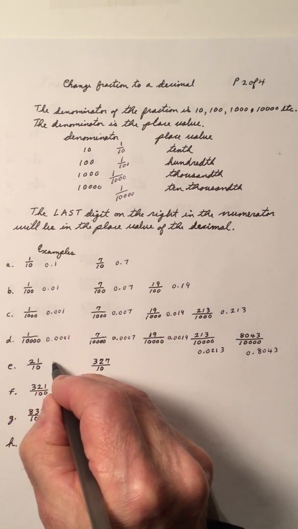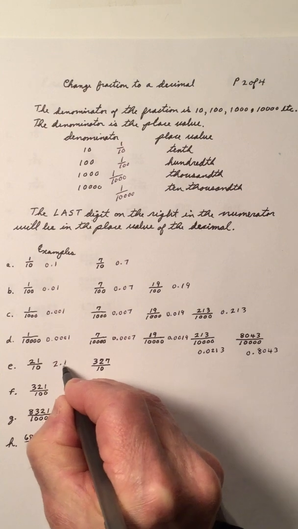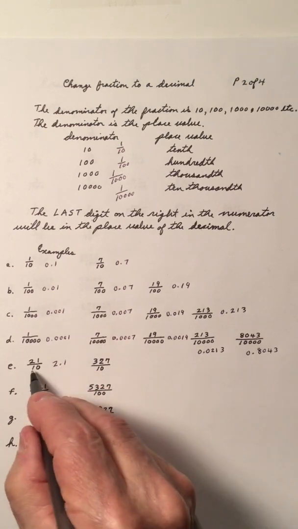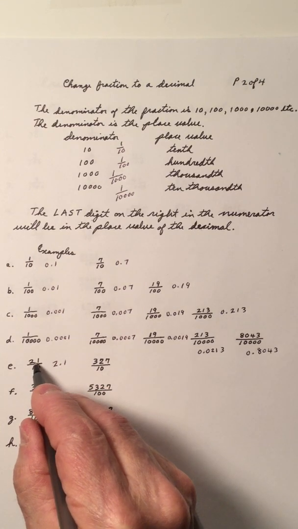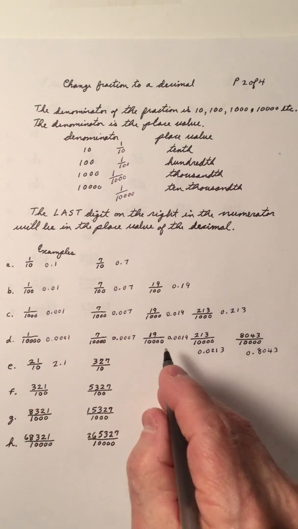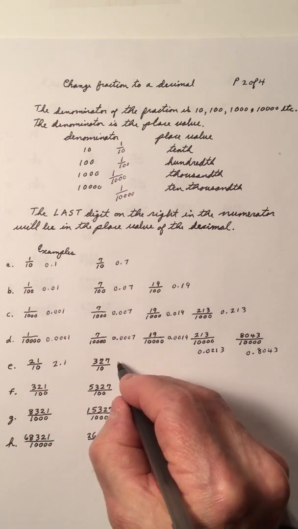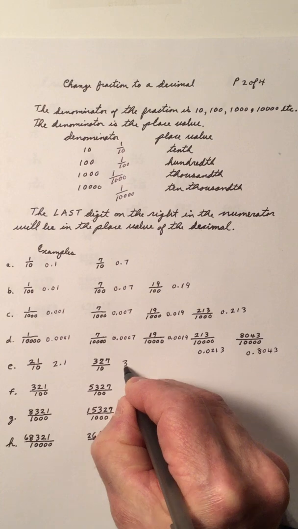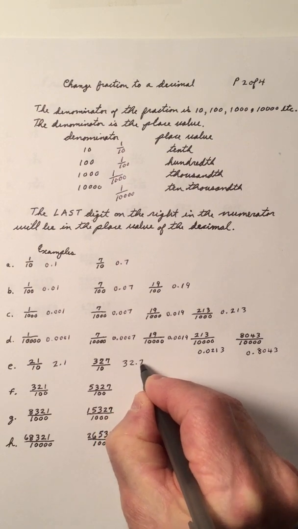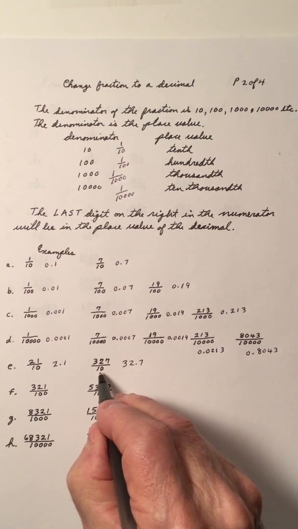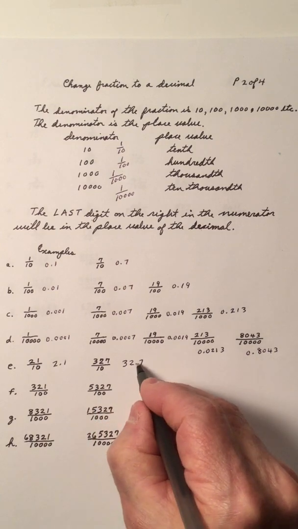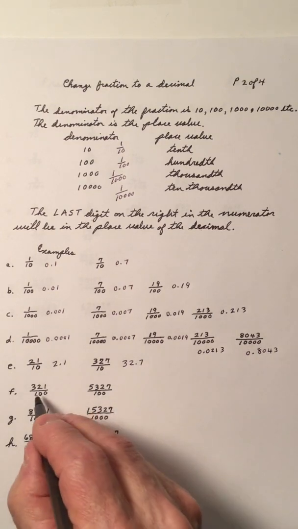21 over 10, the 1 is in the tenths place, so it's 2 decimal 1. When you divide by 10, as you can see, 10 goes into 20 twice, and 1 left over. This is 32.7. So dividing by 10, denominator of 10, the 7 is in the tenths place.